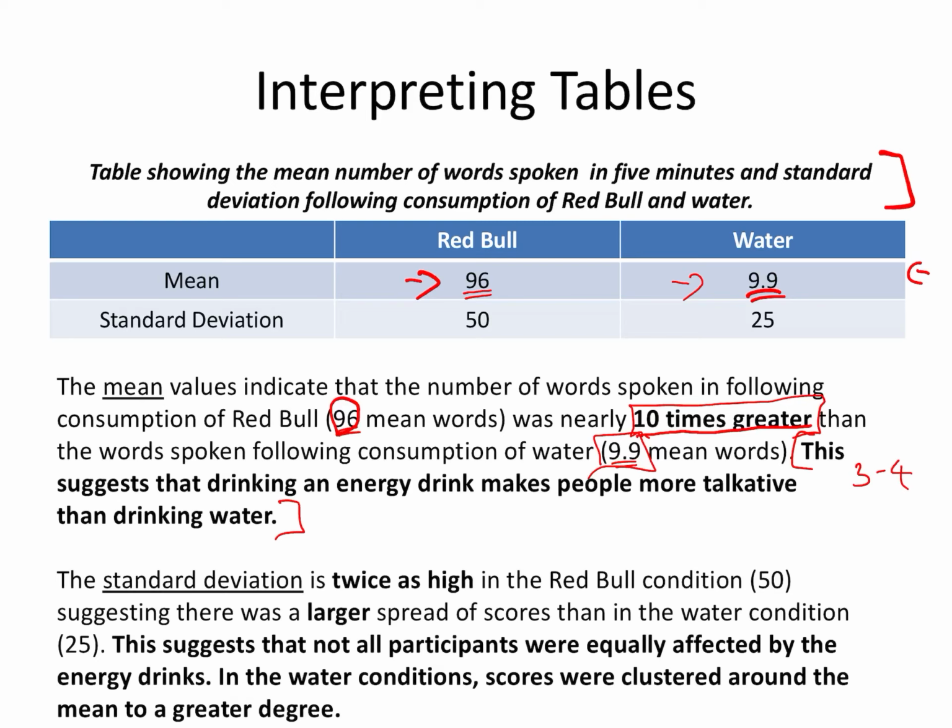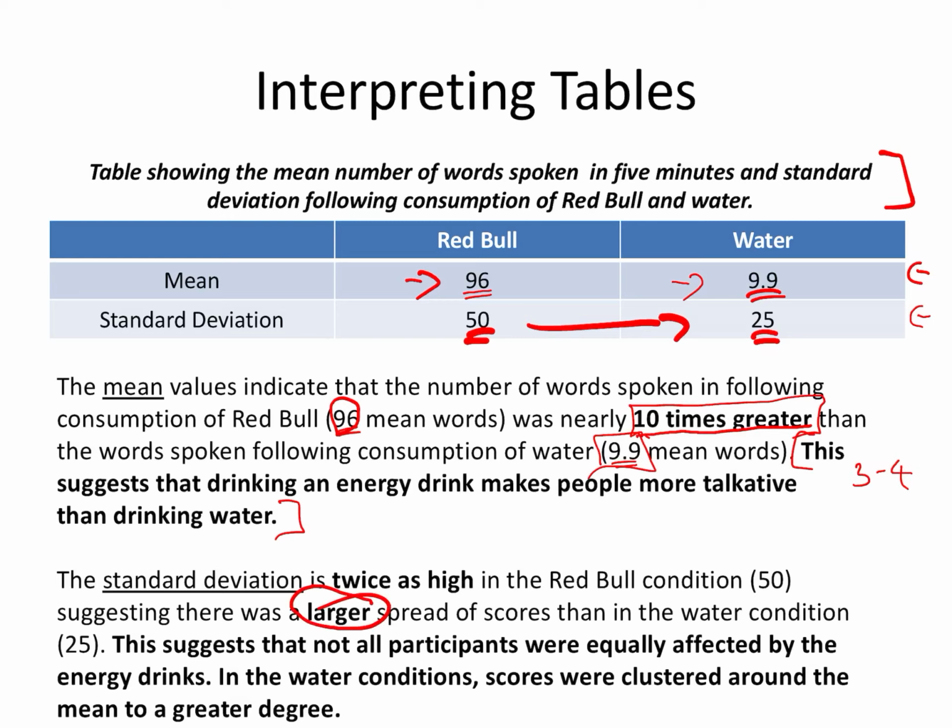Likewise, we can do the same for standard deviation. Remember, standard deviation is a measure of dispersion, which tells us how spread out the scores are from the mean. So we can see here that in the Red Bull group, we've got a larger dispersion than we do in the water group. So what does this mean? Let's have a look at our summary paragraph. The standard deviation is twice as high in the Red Bull condition, suggesting that there was a larger spread of scores in the water condition.